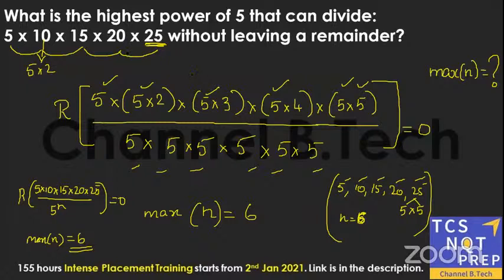All right, and this is very related to finding the number of trailing zeros. Finding the highest power of 5 is the same as finding the number of trailing zeros. I will tell you why these two are relevant.